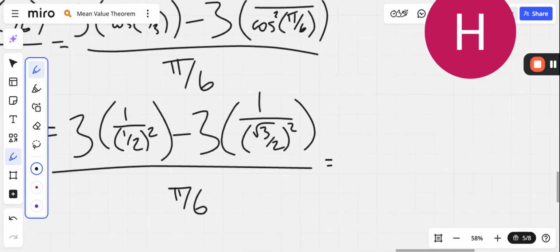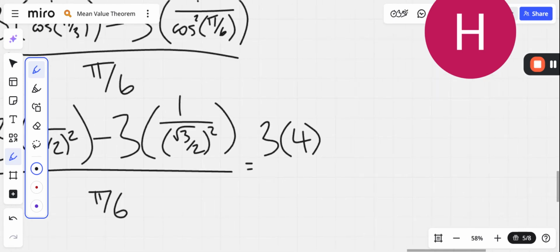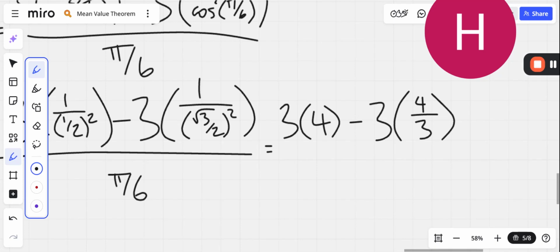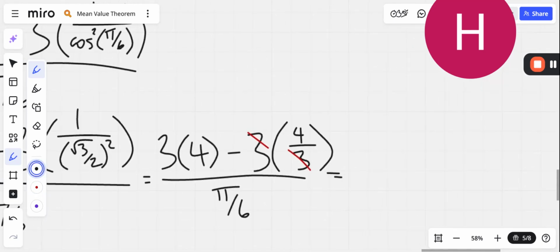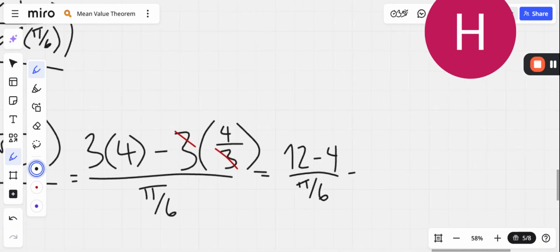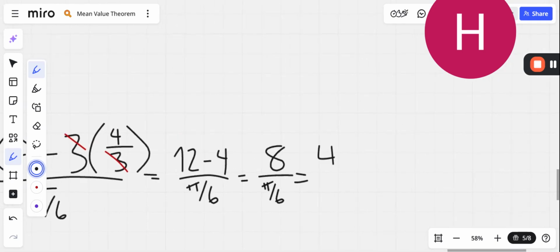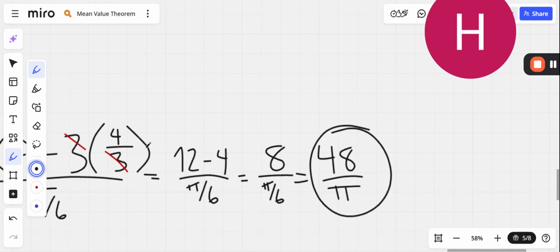This is going to be basically just flip the 1/4 and it becomes 3 times 4 minus 3 times, if you flip that, that's going to become 4/3, right? Because 3 over 4, and then you flip it over pi over 6. Well, that's kind of nice that those 3's cancel. So we just end up with 12 minus 4 over pi on 6, which is going to be 8 over pi on 6, which is going to be 48 over pi. What the heck? It's pretty crazy.